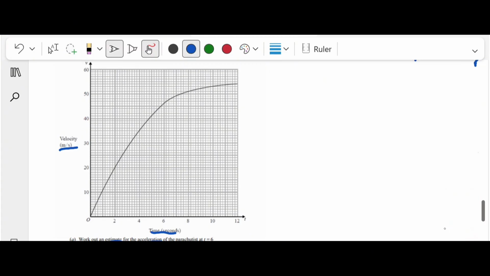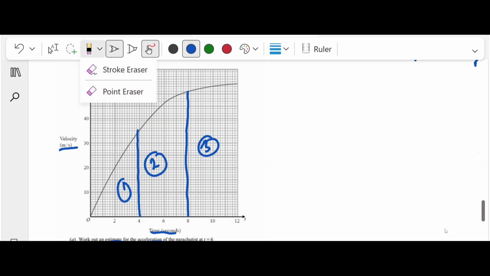So I'm going to go 4 here, and then I'm going to go up here. So I need to find the area of 1, 2, and 3. So 1, you're going to just assume that that is a triangle. The reason it's an estimate is because obviously it wouldn't exactly be a triangle because it's a curve. So you're going to do it as an estimate.